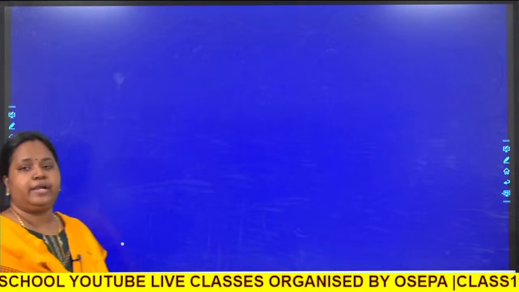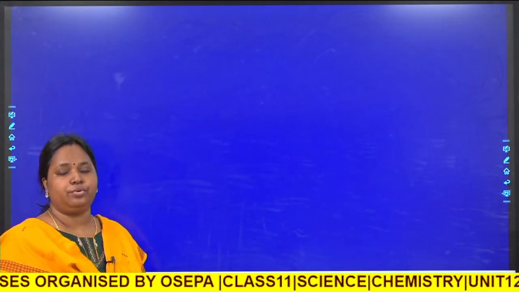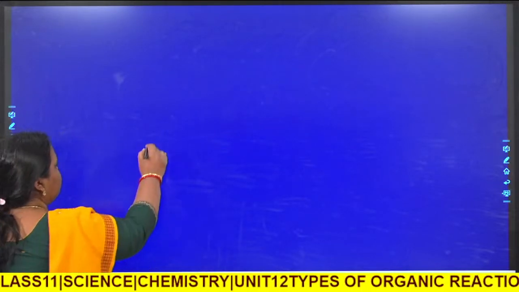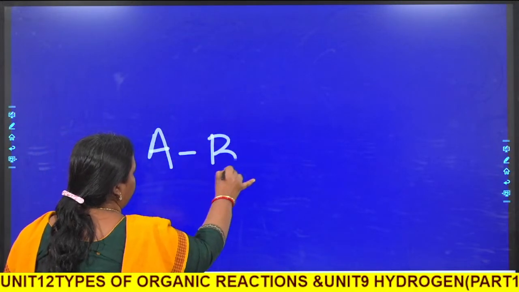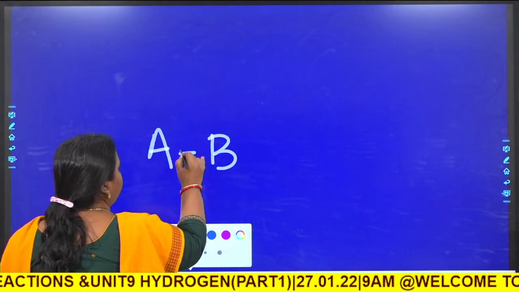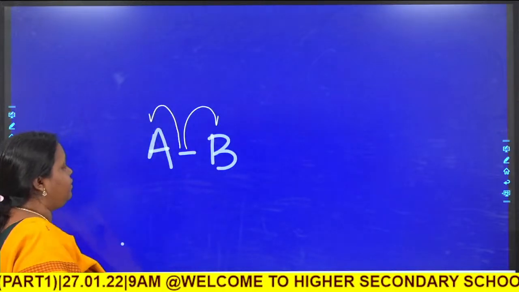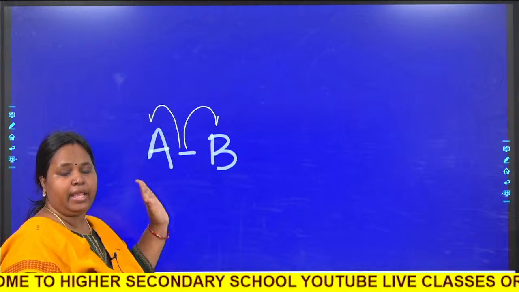So what are free radicals? As we have already discussed, free radicals are formed due to the homolytic fission of a covalent bond. Suppose A and B are there and the bond breaks in such a manner that the shared pair of electrons is distributed equally between A and B.